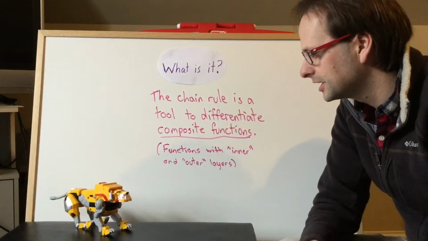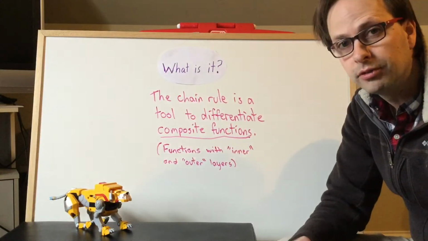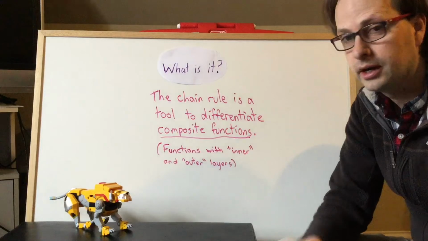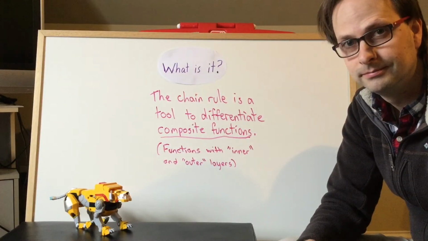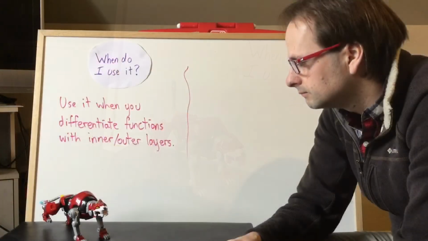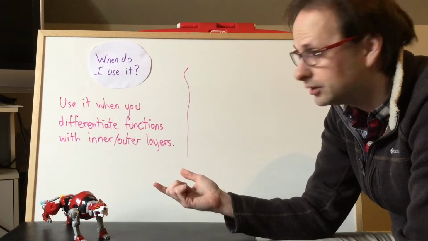That's a great question to get us started off, Yellow Lion. The chain rule is a tool to differentiate composite functions. Those are functions with an inner and an outer part. Well, you use it when you differentiate functions with inner and outer layers.